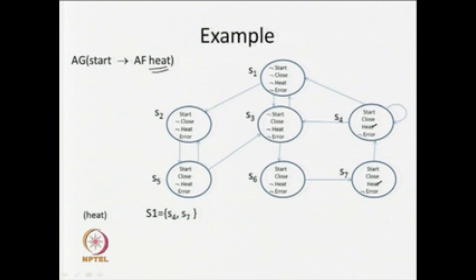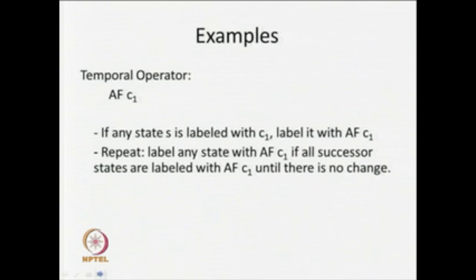So, we are getting S4 and S7, then we will go for the next sub formula, AF heat. Now, we have to see how we are going to check the correctness of this AF heat. We know the temporal operator AF C1. What will happen is, if any state S is labeled with C1, label it with AF C1.